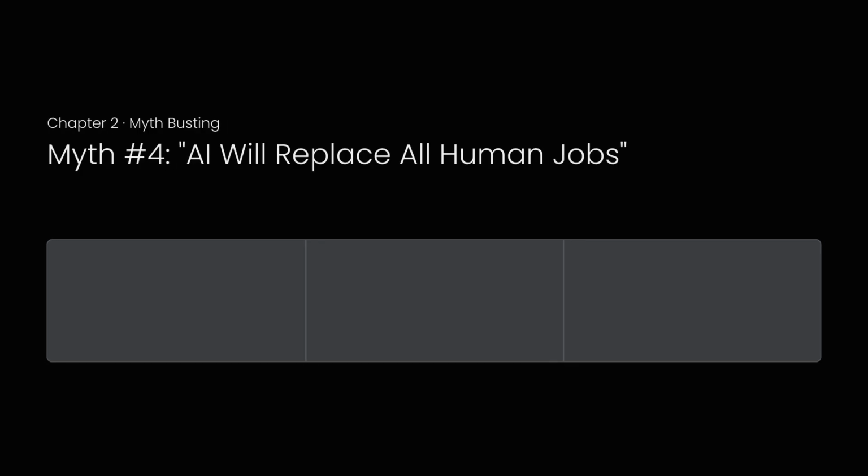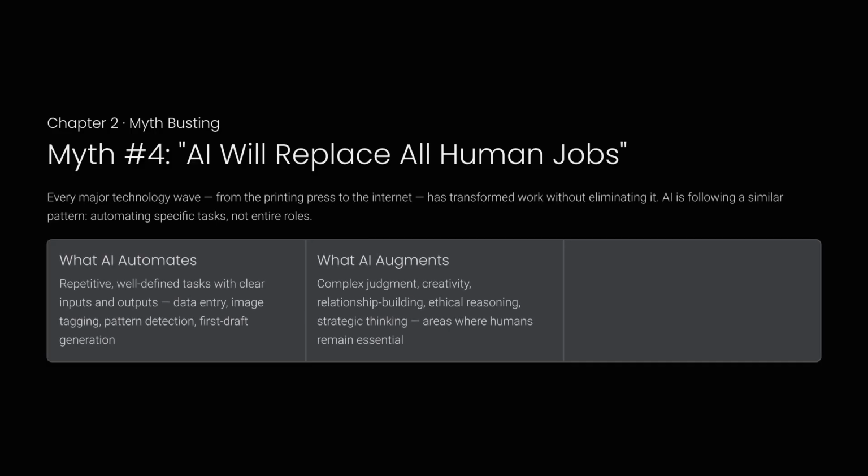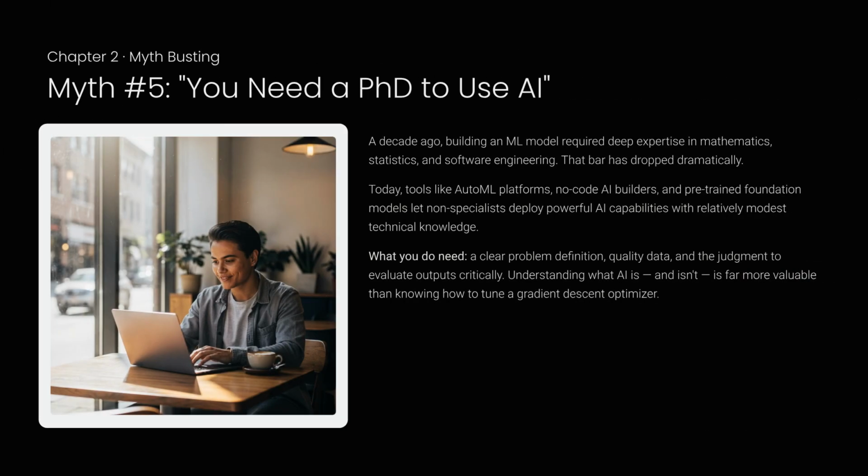Myth 4, AI will replace all human jobs. Historically, technology transforms work rather than eliminating it. AI is typically used to automate specific tasks while augmenting human skills and creating entirely new job categories. Myth 5, you need a PhD to use AI. While it used to require deep technical expertise, current tools like AutoML and foundation models make it accessible. Today, problem definition and critical judgment are far more valuable.